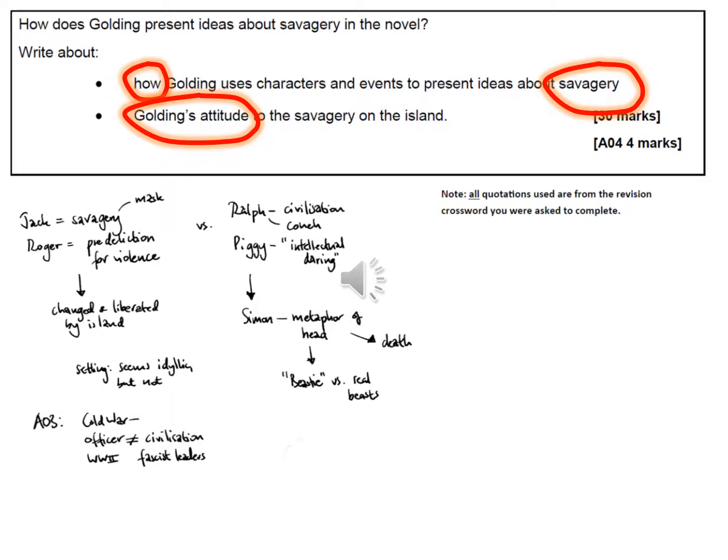Maybe how the island changes them. They're sort of liberated, but they already had it within them. That might allow me to talk about setting. So the island seems idyllic, but it obviously isn't. It brings out the wildness in them, the savagery.